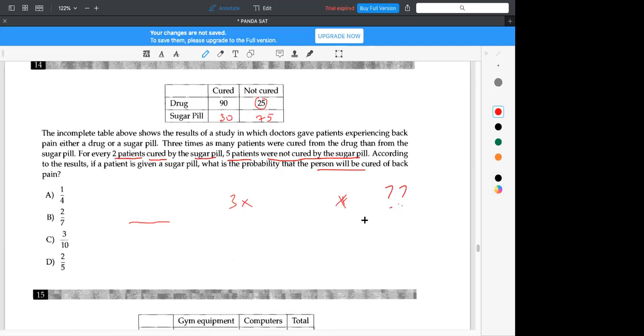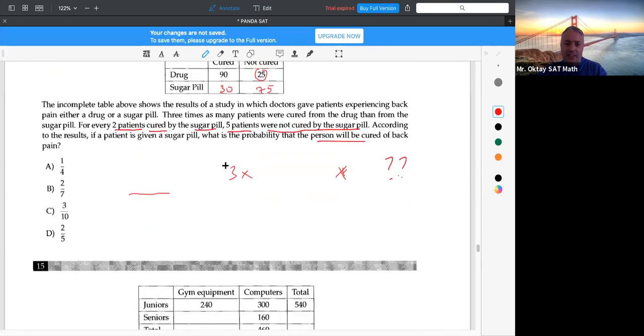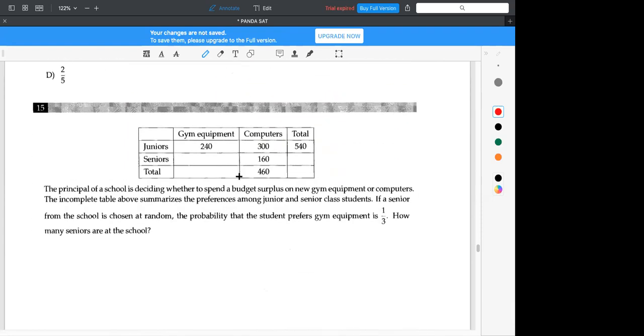For every 2 patients cured by the sugar pill, 5 patients were not cured by what is this? If it said that 5 patients were not cured from the drug, that could have made a bit of sense, but let us pass this. I can discuss this later. I think it's more of a biology question than a number question.